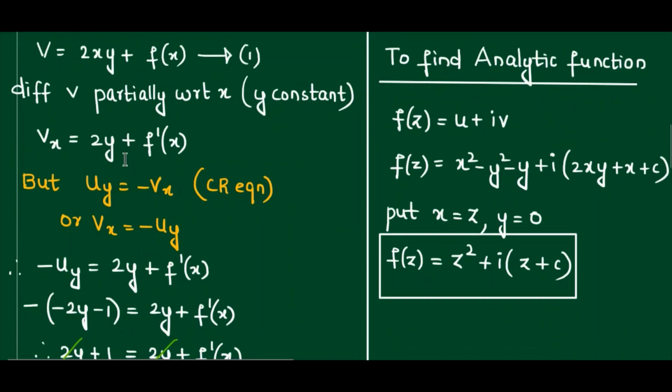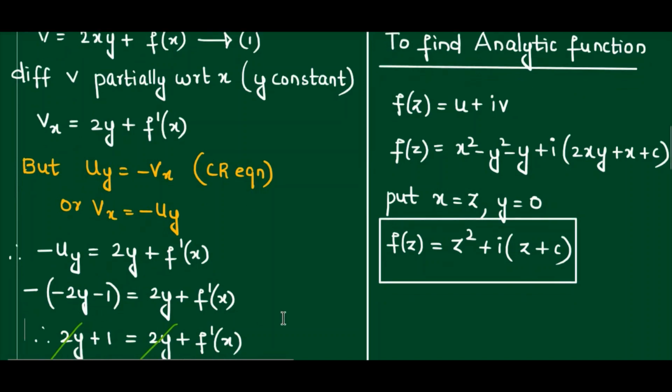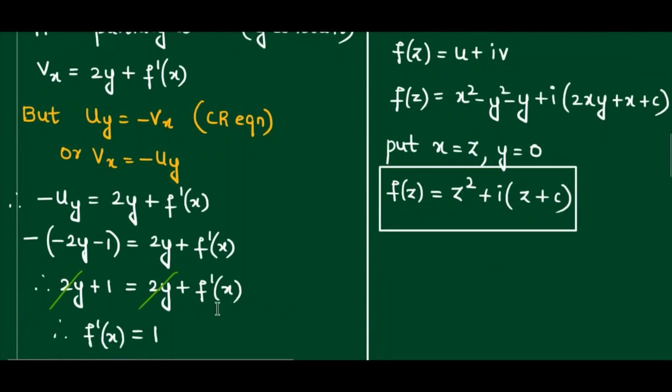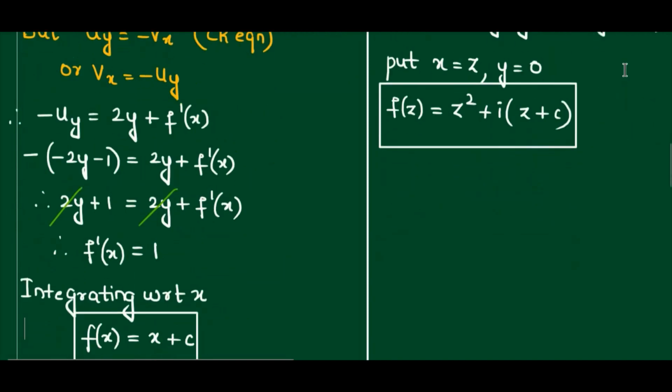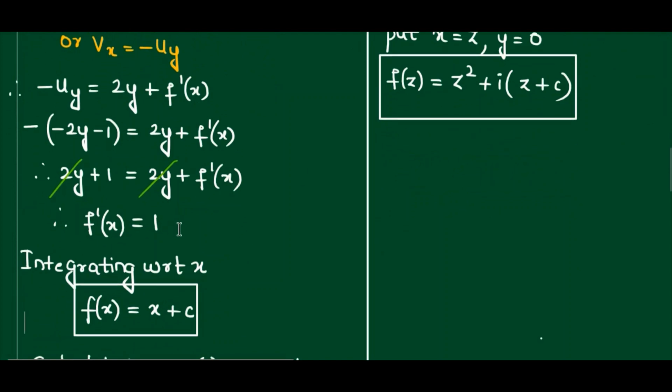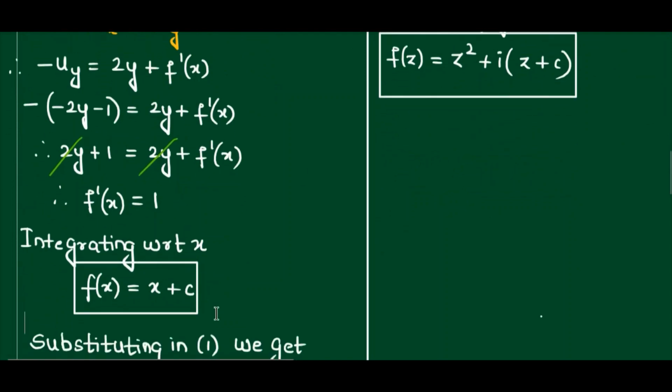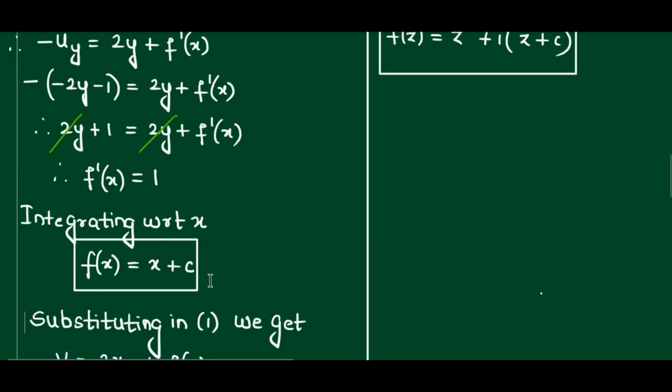So this is our second CR equation, uy equal to minus vx or vx equal to minus uy, but we know my uy, you can substitute uy. So in the place of vx, substitute minus uy and substitute uy as minus 2y minus 1, which we have already found out. Now after cancelling the terms, we will get f dash of x equal to 1, but we actually need f of x. So what we are going to do is integrate this further. So when you integrate this further, you will get f of x, which is equal to x plus c.